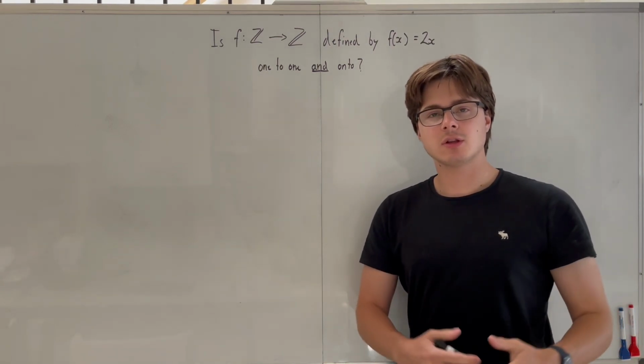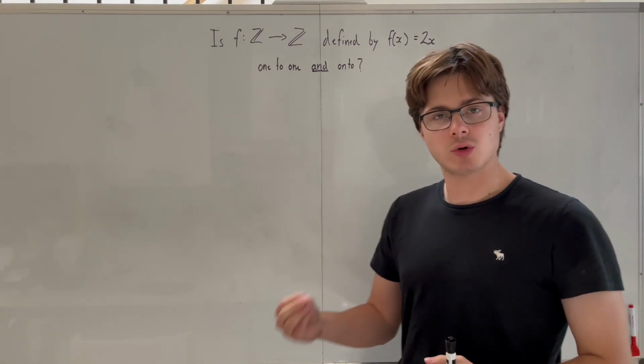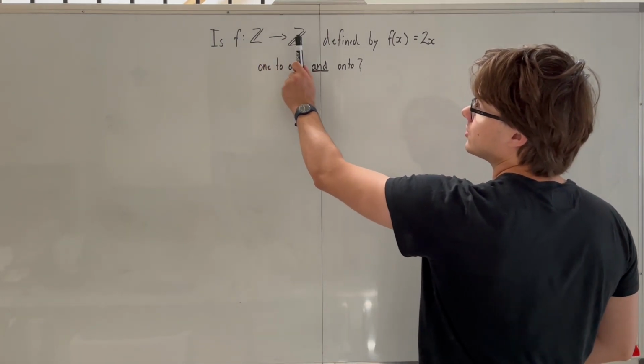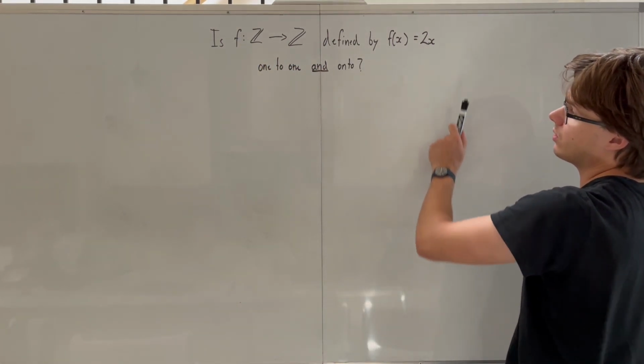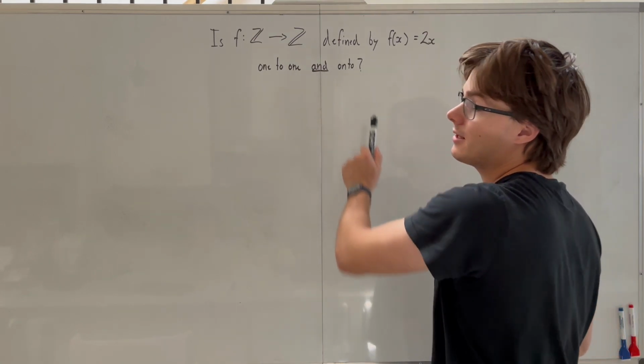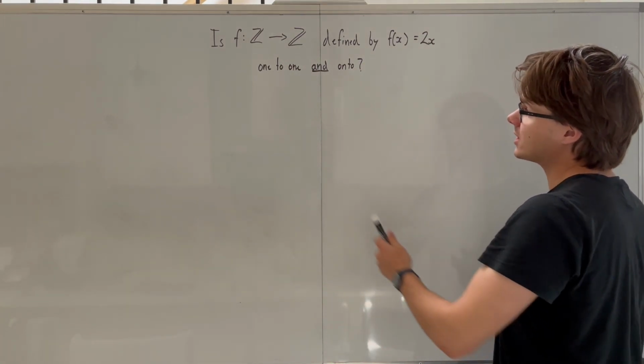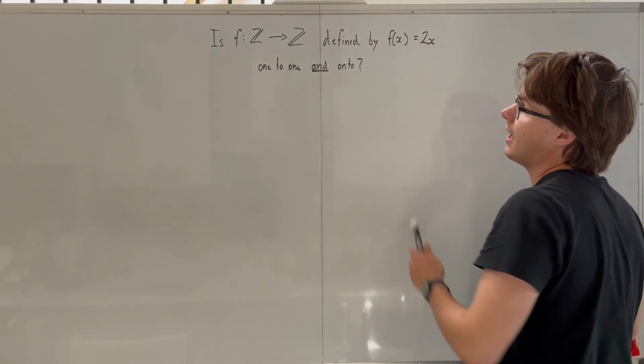Okay, let's have a look at proving whether some functions are one-to-one and onto. So, is the function from the integers to the integers defined by f of x equals 2x one-to-one and onto? So what is this question really asking us? Well, we're asking that it has to be both one-to-one and onto.